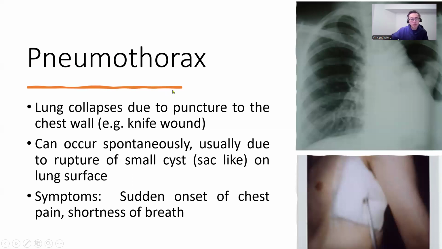I know two people who have had pneumothorax, spontaneous pneumothorax. It just happens out of nowhere. And there's no stab wound or anything. Both of them are teachers, so I don't know if it has to do with talking too much.